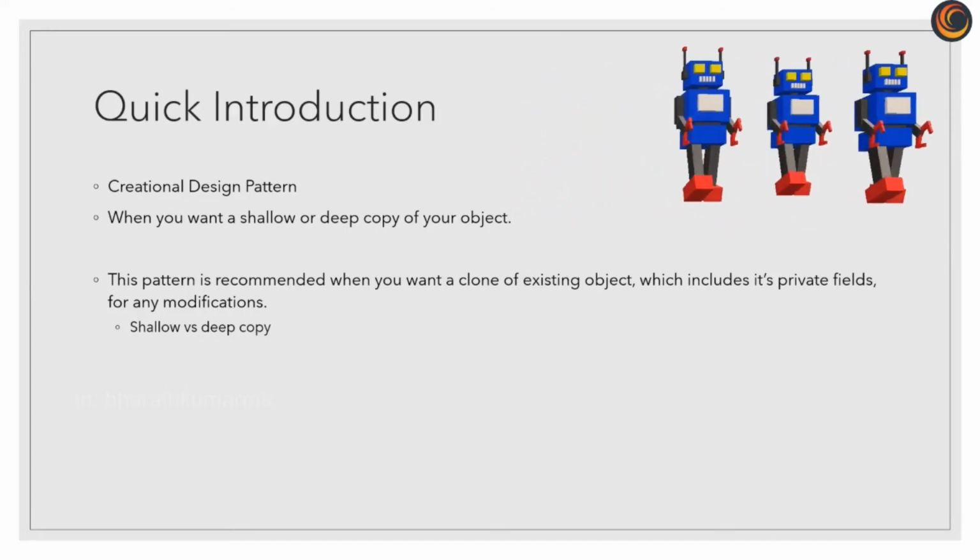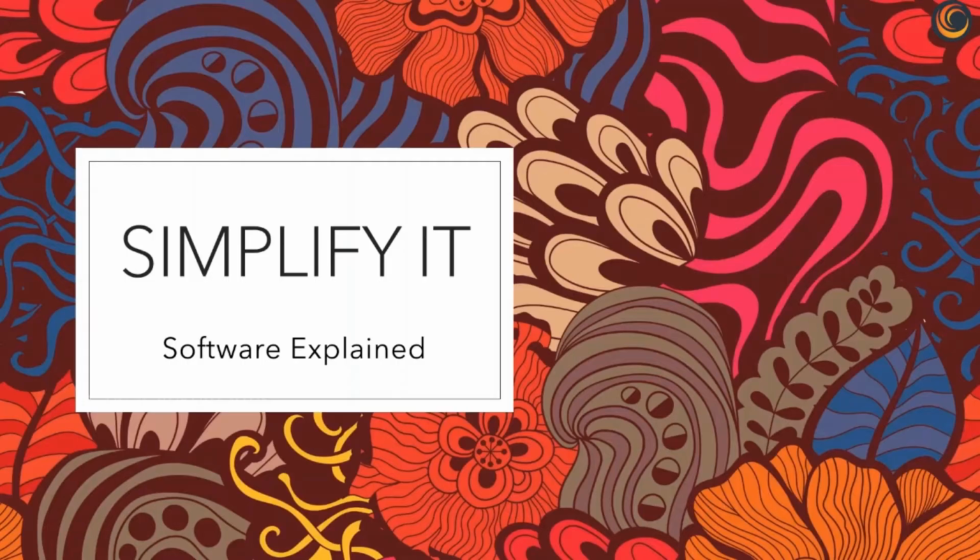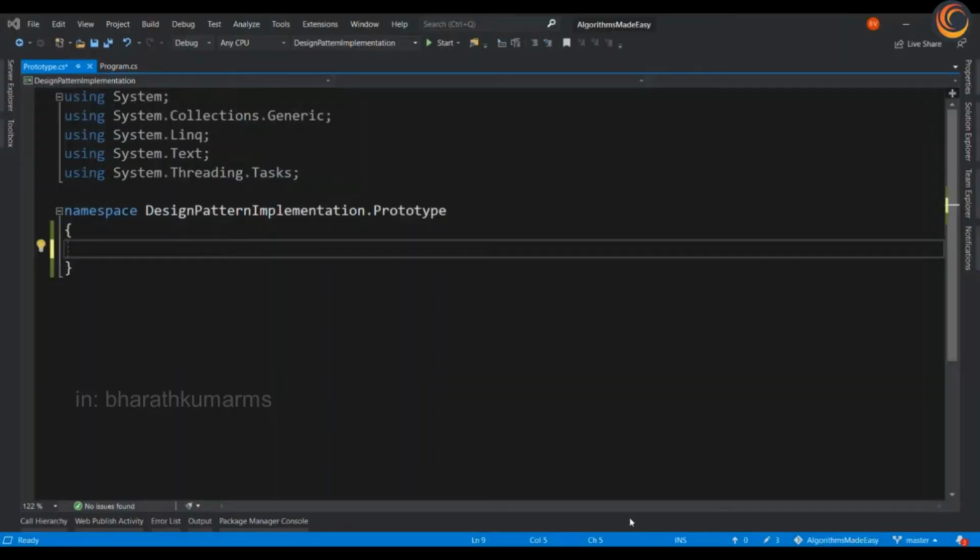The difference between shallow and deep is that deep copy duplicates everything. Shallow only copies the structure and shares elements, so changes will be mutual. Now let's implement a sample code to understand it further. Let's jump right in. Let's create a class to maintain the list of popular programming languages.